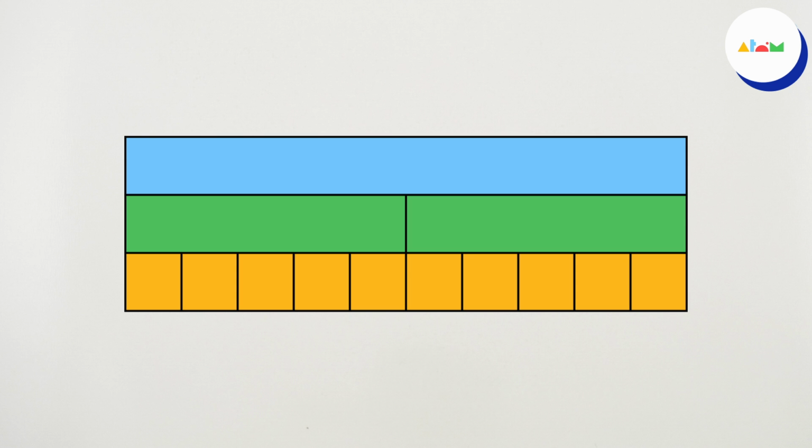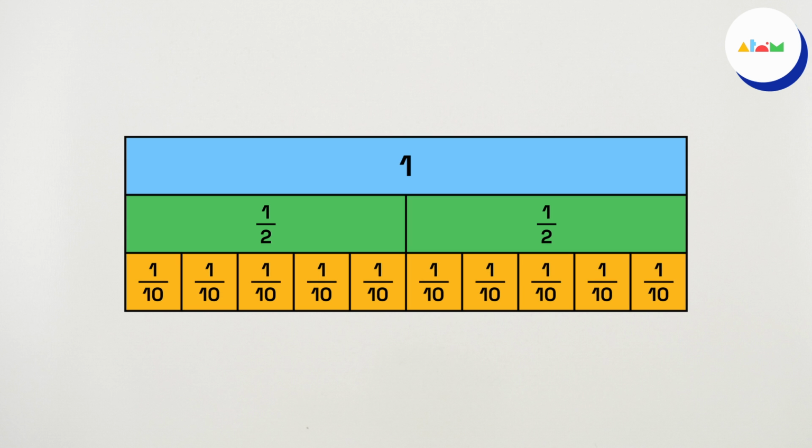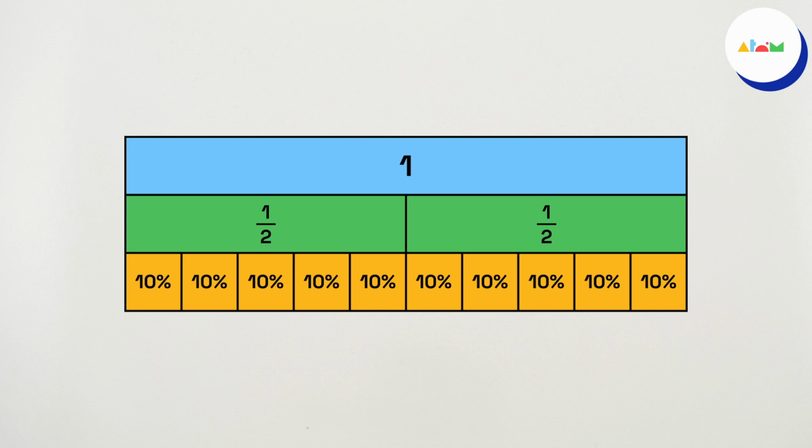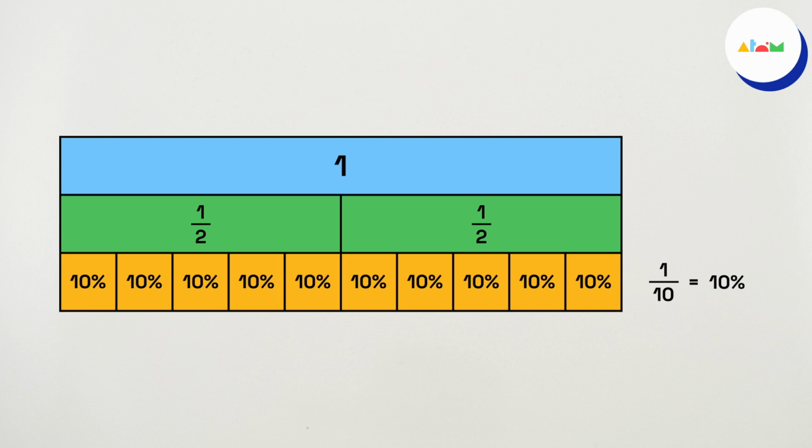Here's a bar model. We have split it into 1 whole, 2 halves, and 10 tenths. I can label each of the tenths as 10%. 1 tenth is the same as 10 parts per 100, or 10%. If I look where 1 half is on the bar model, I can see it is the same as 5 lots of 10%, or 50%. Therefore, 1 half is the same as 50%.